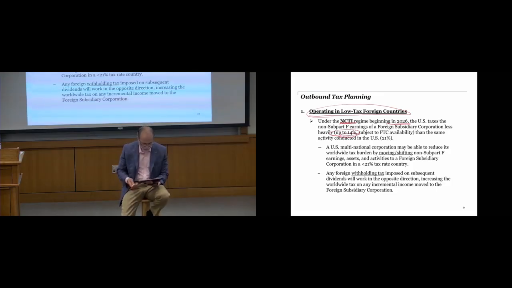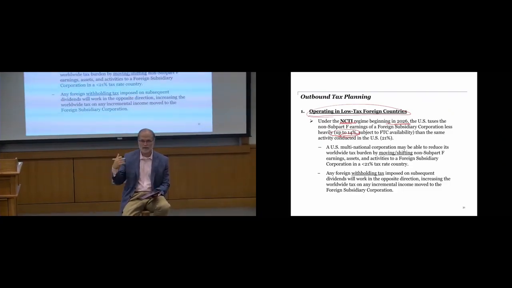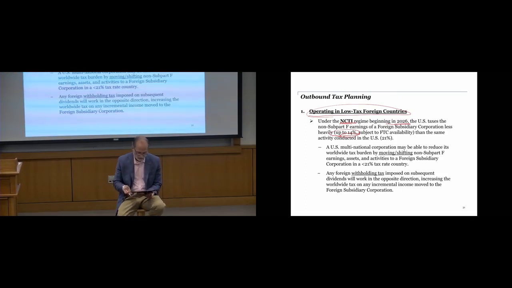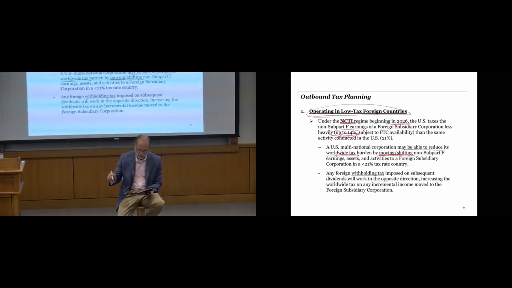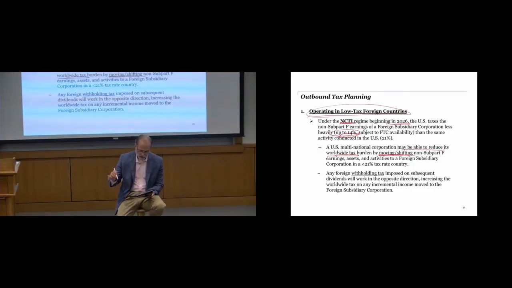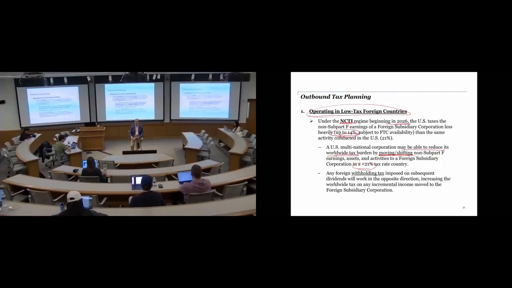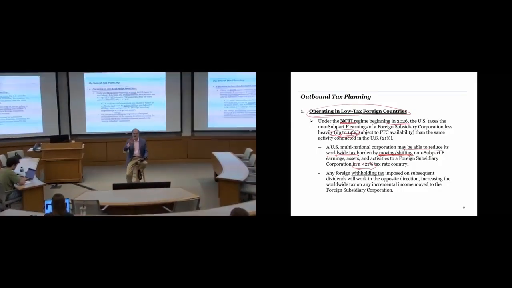Okay, so again, operating in a low tax jurisdiction, you pay the least amount of foreign tax, and the U.S. doesn't tax it as heavily as U.S. activities. That's something you might want to think about right off the bat. So a U.S. multinational may be able to reduce its worldwide tax burden by moving or shifting non-subpart F earnings, assets, and activities to a foreign subsidiary in a less than 21% jurisdiction. Right? This is what companies think about when they're evaluating where to make their next investment.